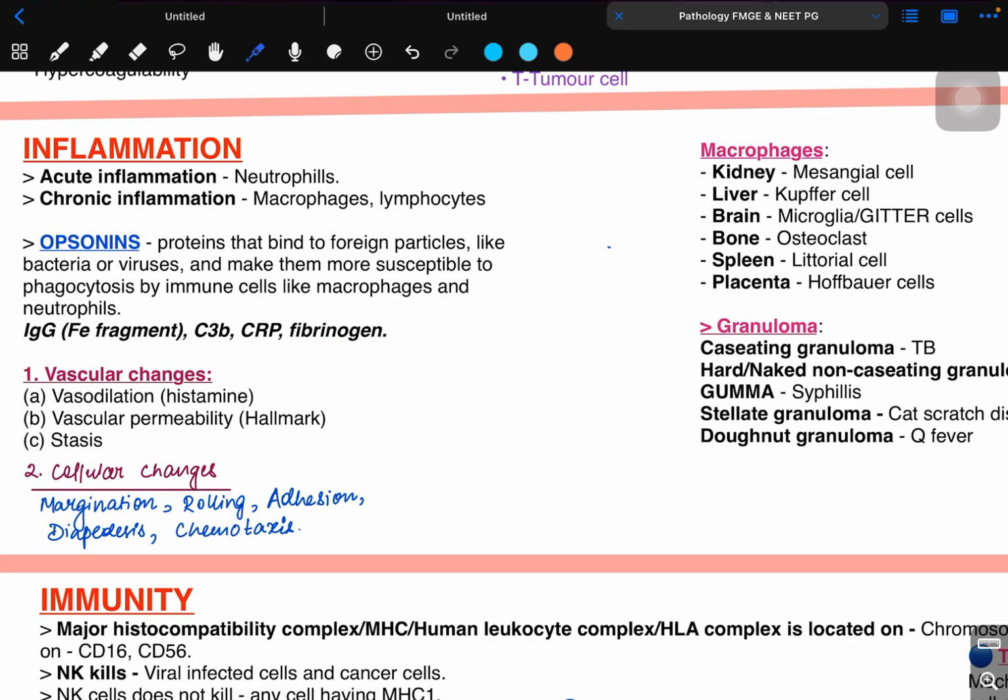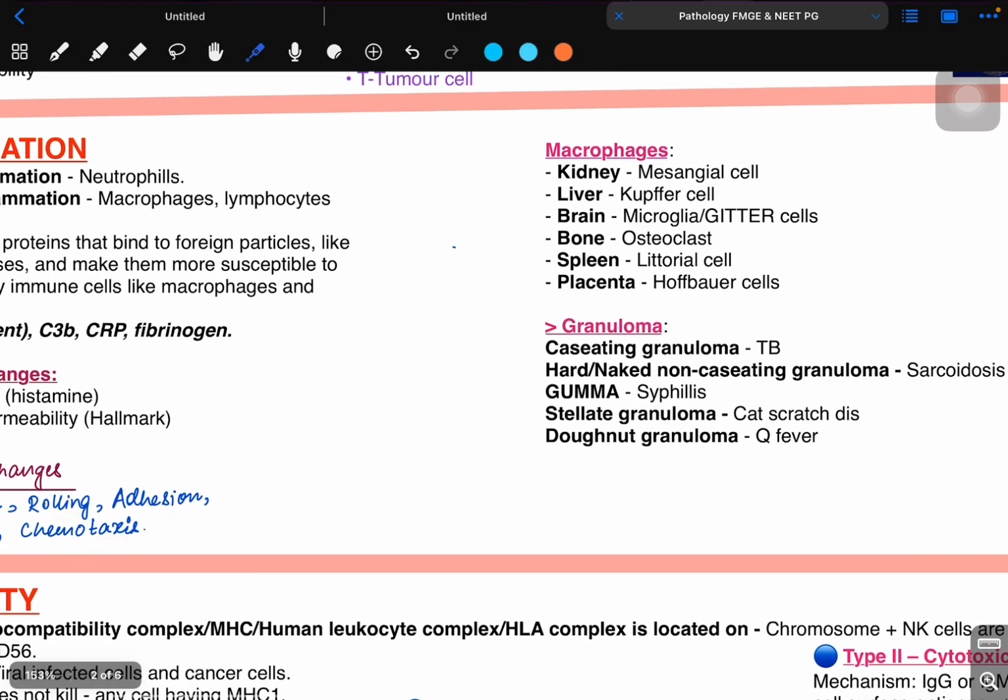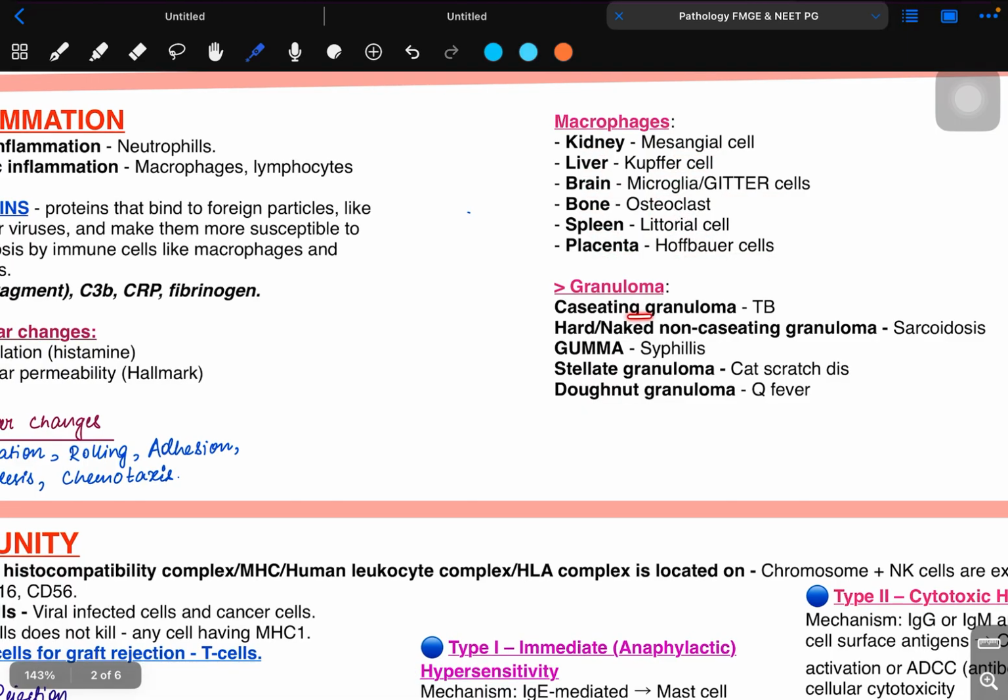For the vascular changes, we will notice there can be vasodilation due to histamine, vascular permeability is the hallmark feature, and stasis. For cellular changes, we will notice margination, rolling, adhesion, diapedesis, and chemotaxis. These are the macrophage examples: in kidney, mesangial cells; liver, Kupffer cells; brain, microglia and Gitter cells; bone, osteoclast; spleen, littoral cells; and placenta, Hofbauer cells.